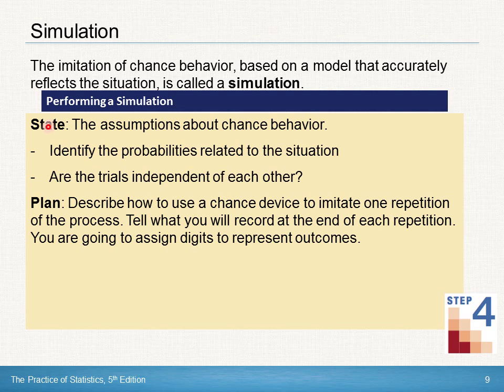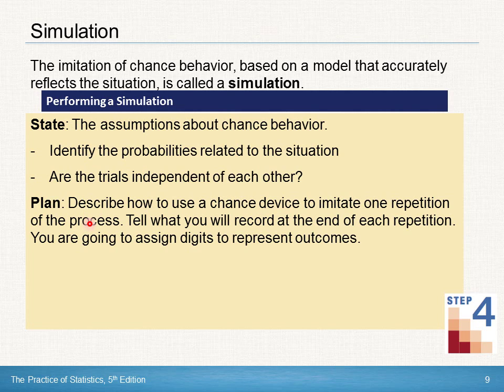Sort of get used to that. That's what we're going to be using all year: state, plan, do, conclude. It's easy to remember. So our state, what are the assumptions about chance behavior? Plan, we're going to describe how we're going to use a chance device to imitate one repetition.